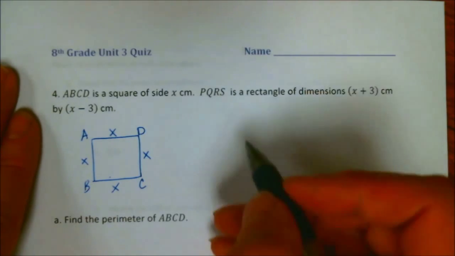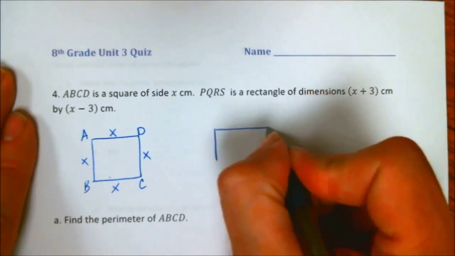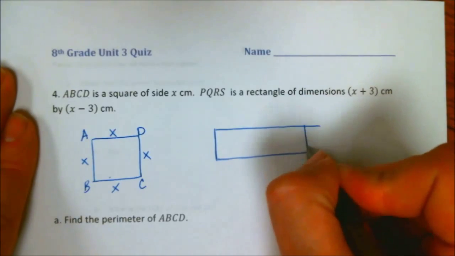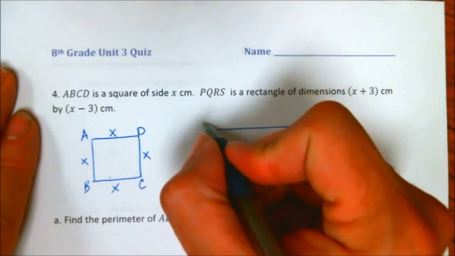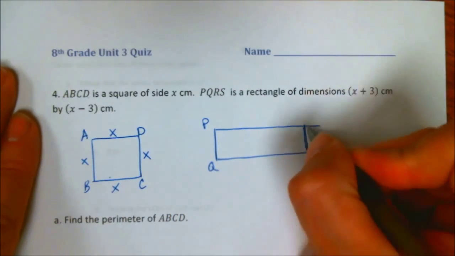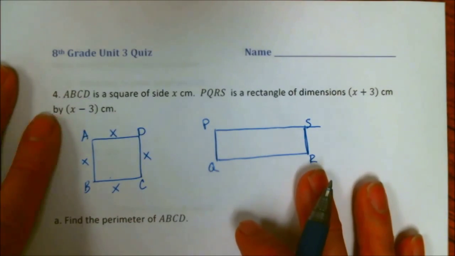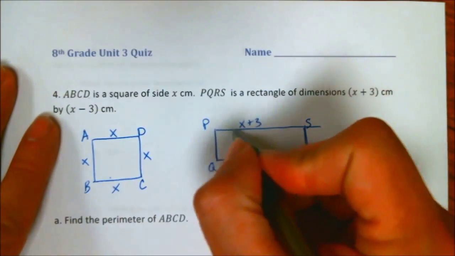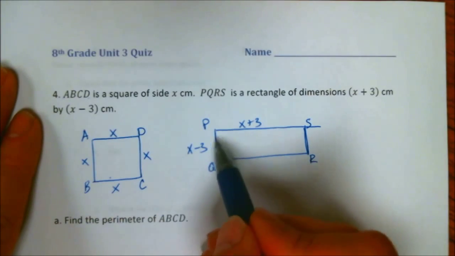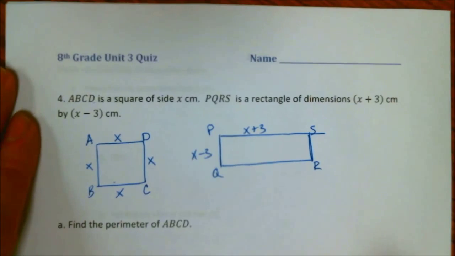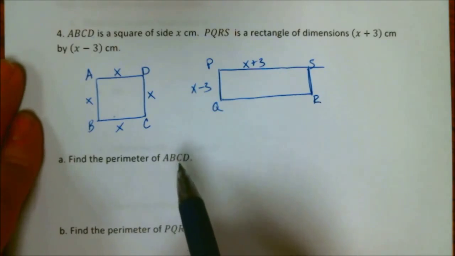Okay? The next one we look at is this PQRS. It's a rectangle. Notice I don't even really go on until I've done that. And it's PQRS. Let me label it P, Q, R, and S. And it's a rectangle. What dimensions? Let's see. X plus 3 on one side by x minus 3 on the other side. Those are its dimensions. So this is how long it is, and this is how tall it is. All right? The question they ask is, find the perimeter of ABCD.